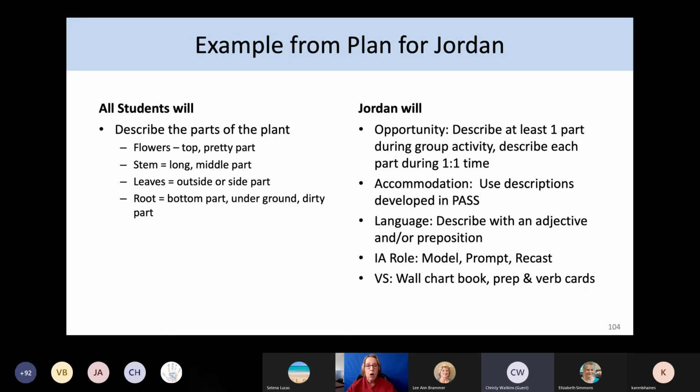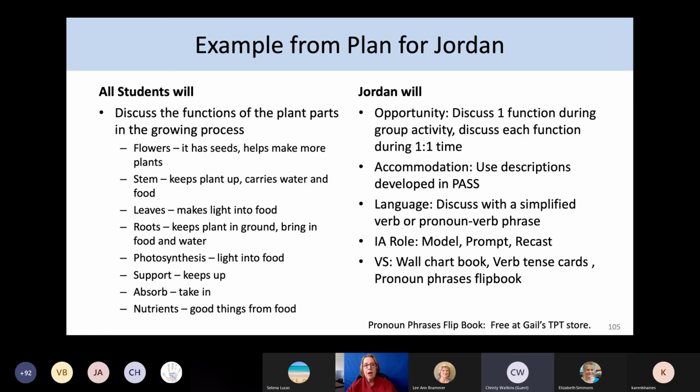Again, he was going to describe, all students are going to describe. Jordan's going to describe at least one part during a group activity, but each part when he's one-on-one with his paraprofessional. All students will discuss the functions of the plant parts. Again, Jordan's going to discuss one function during a group activity, but each function during one-on-one time. So he's doing the same work other kids are doing. Just we're making sure he's always got at least one opportunity in a group activity. So you can see how we've kind of thought through, how are we going to do this? What words are we going to model as we discuss the functions of the plant parts?